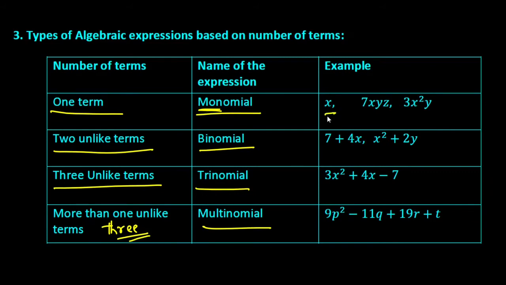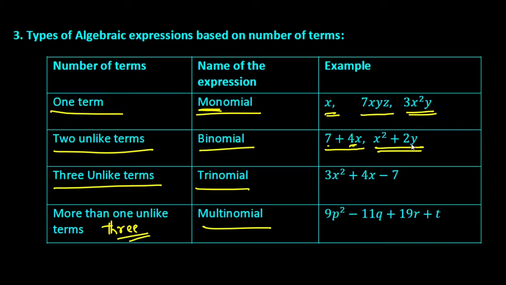Here, x is a monomial, 7xyz. It is only one term, so this is a monomial. 3x square y, this is a monomial. Here it is 7 plus 4x. We have two terms, 7 and 4x. So this is a binomial.